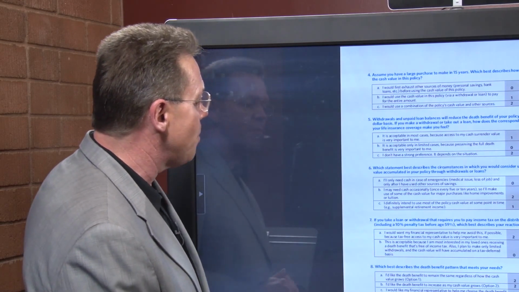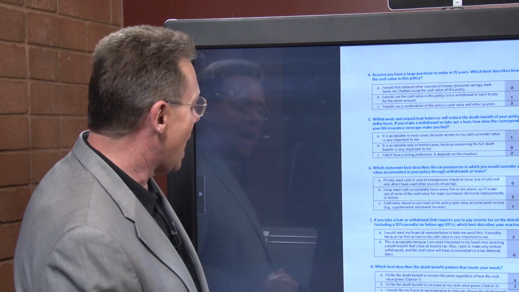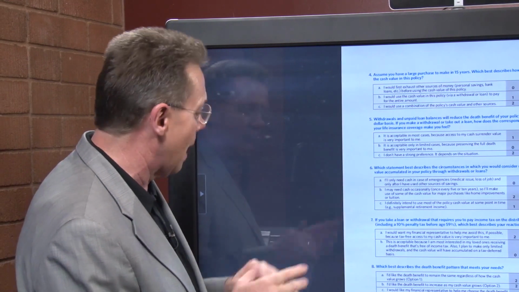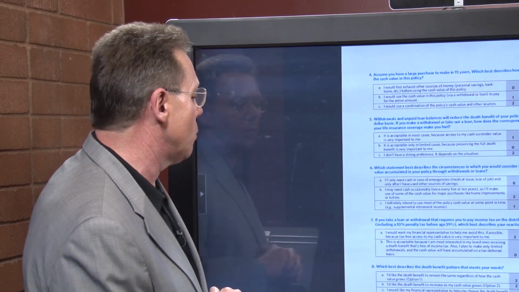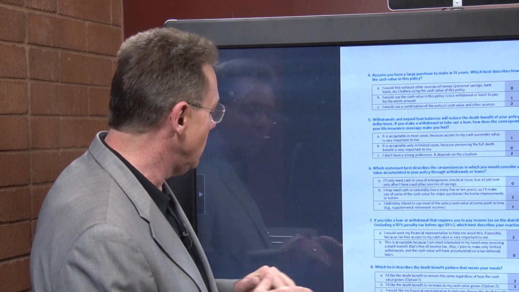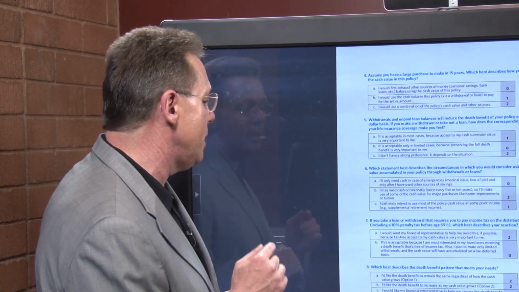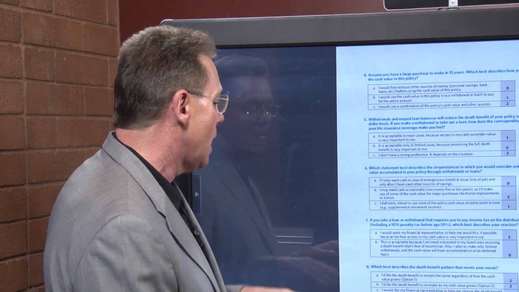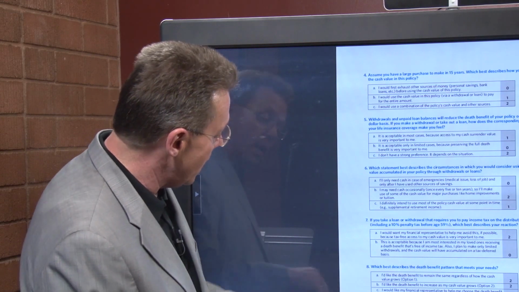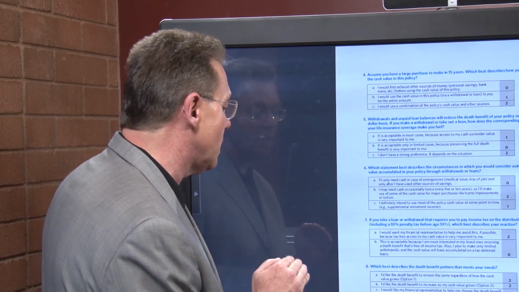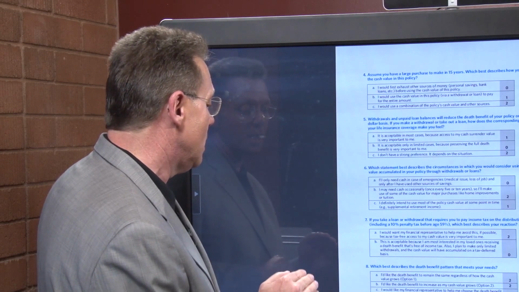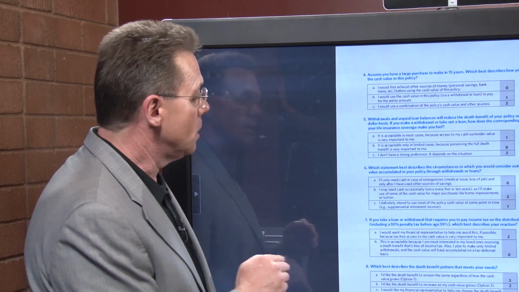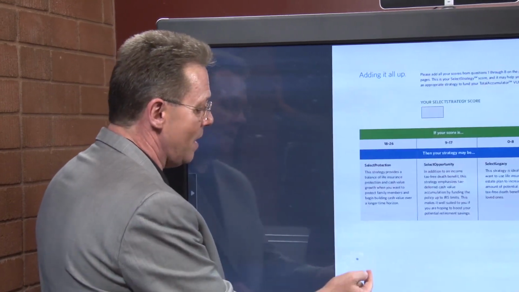Which best describes the death benefit pattern that meets your needs? I'd like the death benefit to remain the same regardless of how the cash value grows. That'd be one option. I'd like the death benefit to increase as my cash value grows. There's another one. I would like my financial representative to help me choose the death benefit option that would most likely maximize my policy's cash value in an accumulation scenario. Or 3, I would like my financial representative to help me choose the death benefit option that would most likely maximize the income tax-free death benefit to my loved ones. Notice that those are all weighted and they've given you a scorecard.